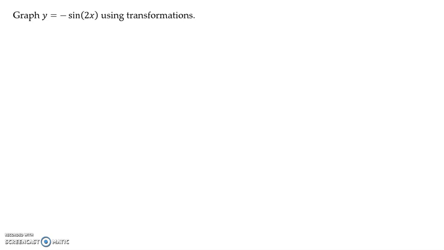Let's take a look at this next example. We're going to be graphing the function y equals negative sine of 2x, and we want to go ahead and use transformations. So first let's talk about the negative sign out in front of our sine function. Remember that that's going to create a reflection over the x-axis.